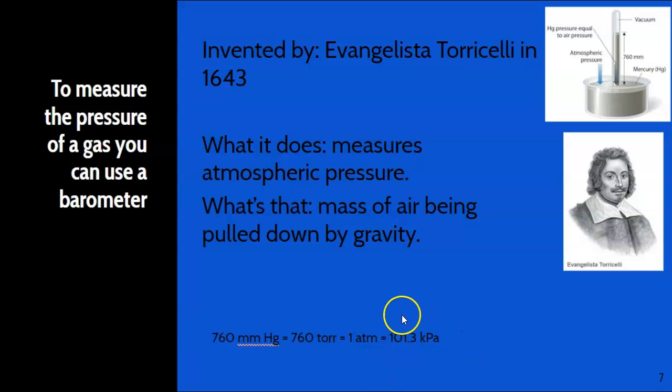And then oftentimes in science, scientists around the world use units called pascals or kilopascals, kilo meaning 1,000. And so 1 atmosphere and 760 torr and 760 millimeters of mercury is also equal to 101.3 kilopascals. I don't want you to stress about that right now, but just in case in the future you see these pascals, now you'll kind of know where it's coming from.